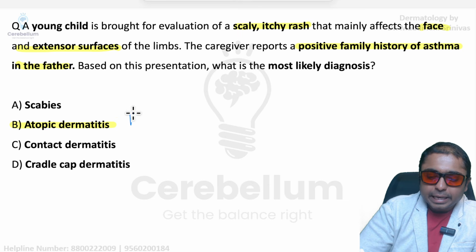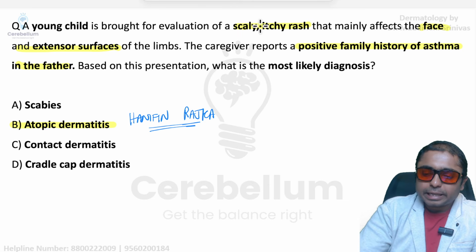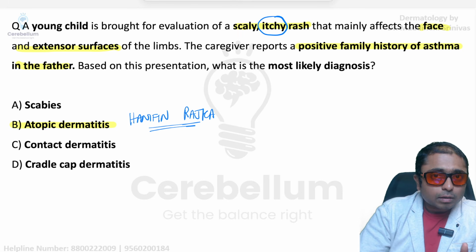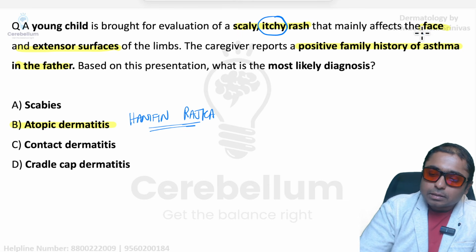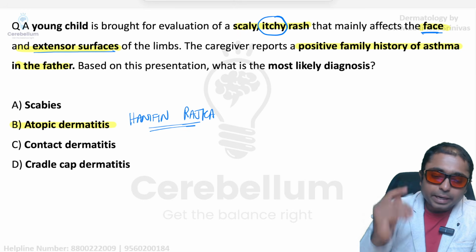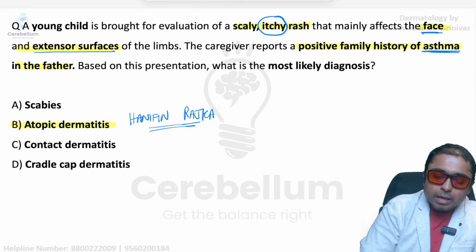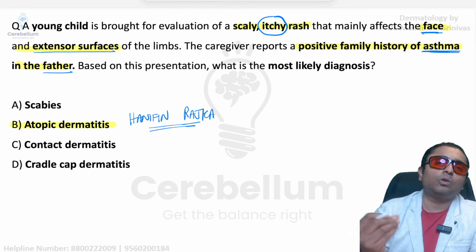If you remember, there is a criteria for the diagnosis of atopic dermatitis, which is called the Hanifin-Rajka criteria, which mentions that itching is a very important major criterion, and the rash is present at classical sites, that is over the face and also over the extensor surfaces. And one more major criterion is a history of atopic diathesis, that is asthma in the father. So all these clues point towards the most likely diagnosis, which is atopic dermatitis.